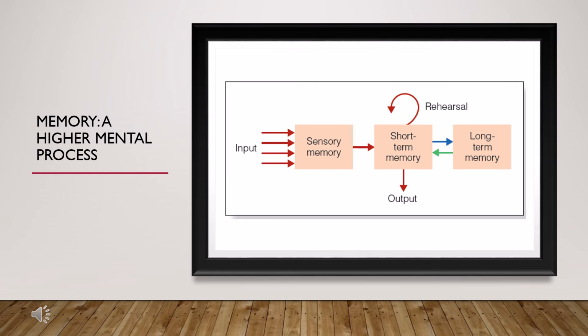This just shows you a diagram of Atkinson and Shiffrin's model. This was done in 1968, so the information comes in through the sensory input, and then we have to rehearse, right? That's what gets it past the short-term memory into the long-term memory, where we can then retrieve it at a later date as needed. But that rehearsal is key.